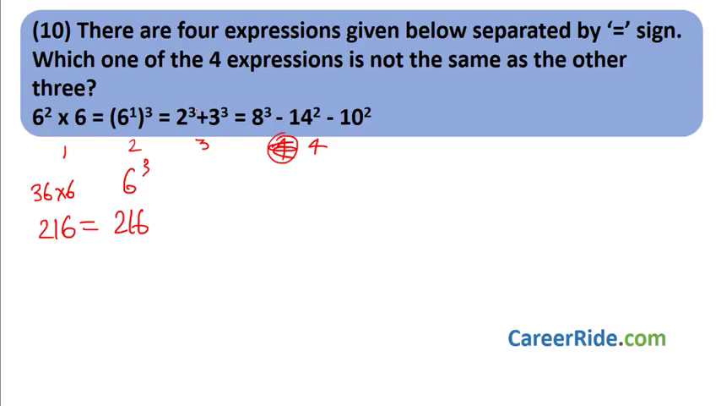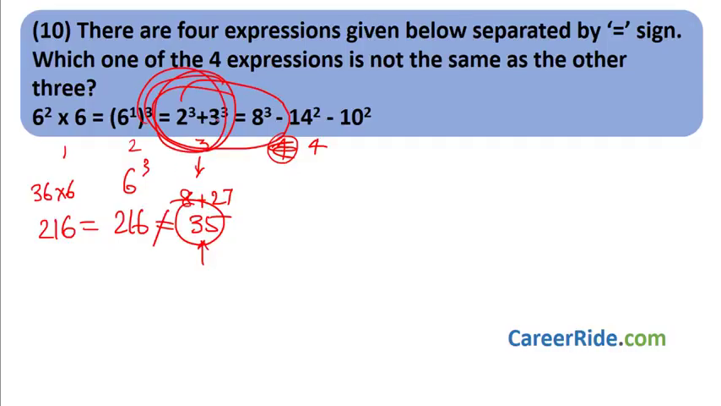Now what is this? 2 cube plus 3 cube. So what is 2 cube? 8. 3 cube is 27. What do we get? 35. But 35 is not equal to these two. 35 is different. These two are 216, 216. So 35 is not equal to these two. That means 35 is nothing but the odd one out. So this expression, the smaller one, 2 cube plus 3 cube, is the odd man out and this is the answer. So the expression number 3 is the answer. So mark expression number 3 as the answer, or the expression which is not the same as the other 3.